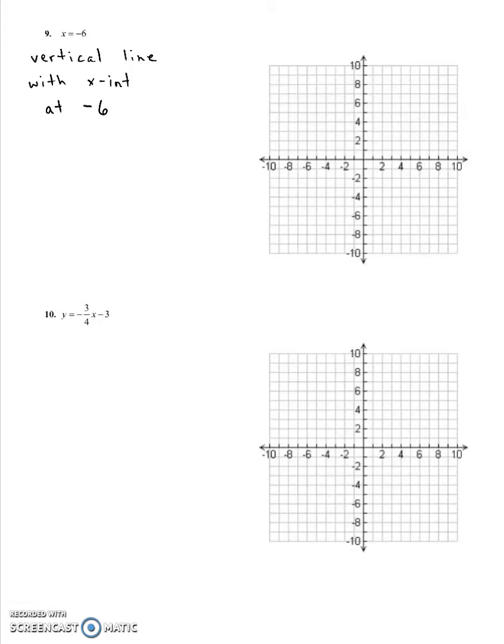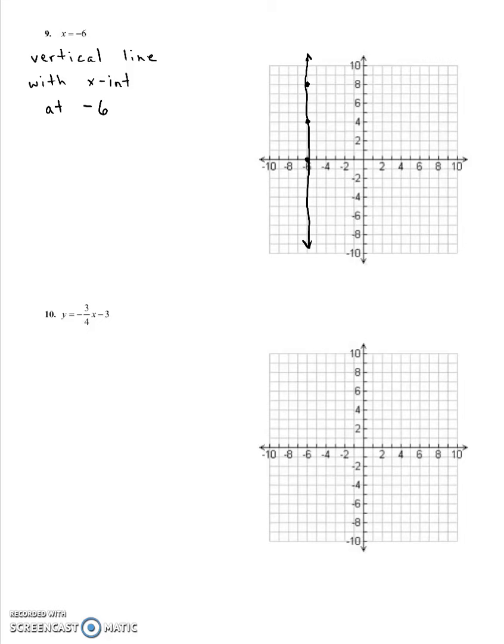So if y were 8, it wouldn't matter. x is negative 6. If y is 4, doesn't matter. x is negative 6. So what we end up with is our vertical line with an x-intercept at negative 6.